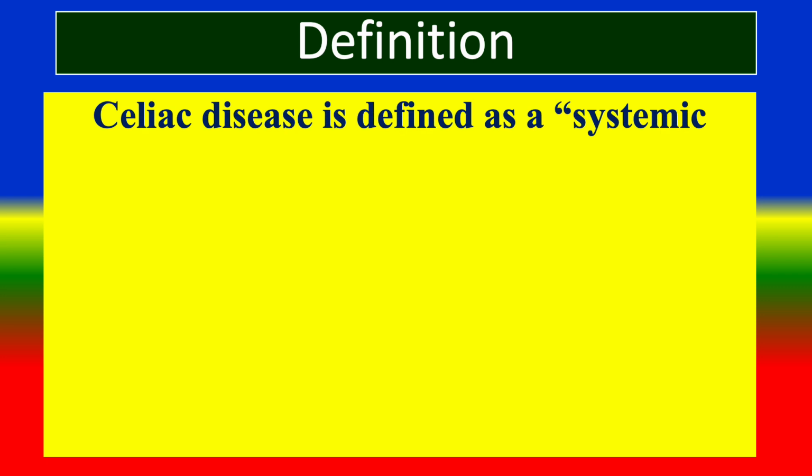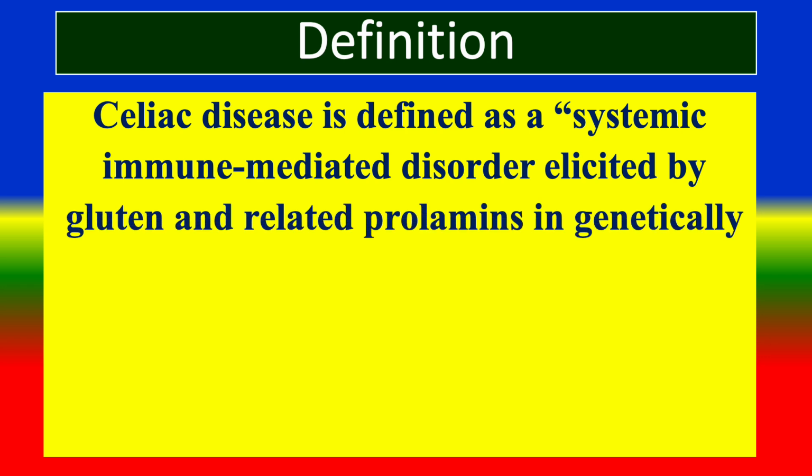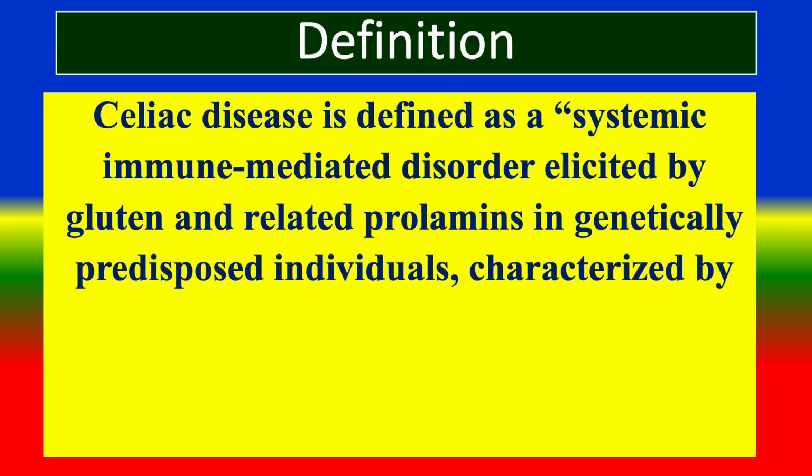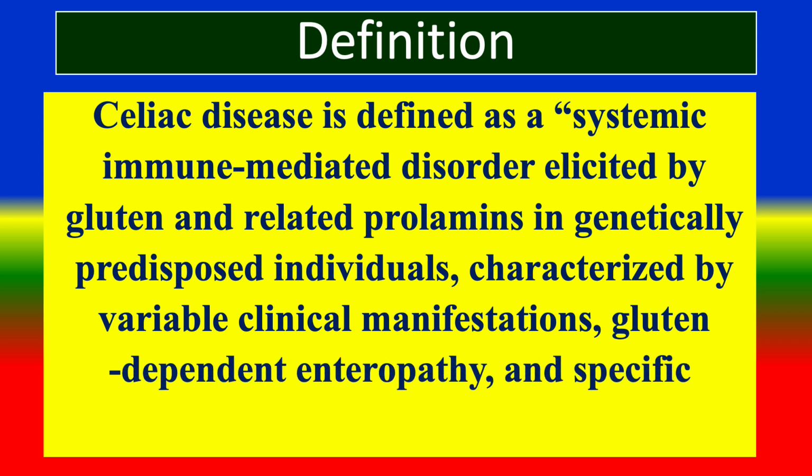Definition. Celiac disease is defined as a systemic immune-mediated disorder elicited by gluten and related proteins in genetically predisposed individuals, characterized by variable clinical manifestations, gluten-dependent enteropathy, and specific antibodies.